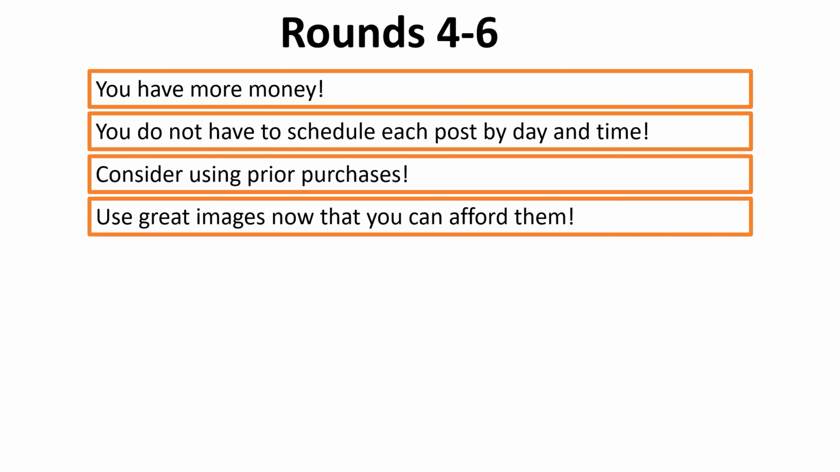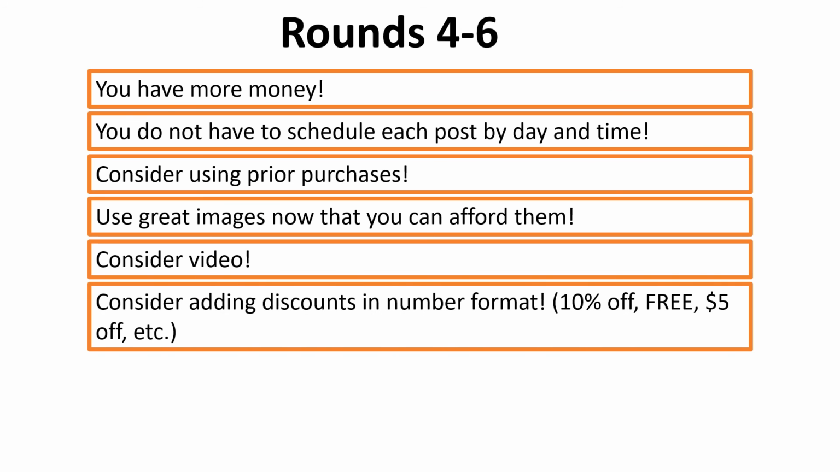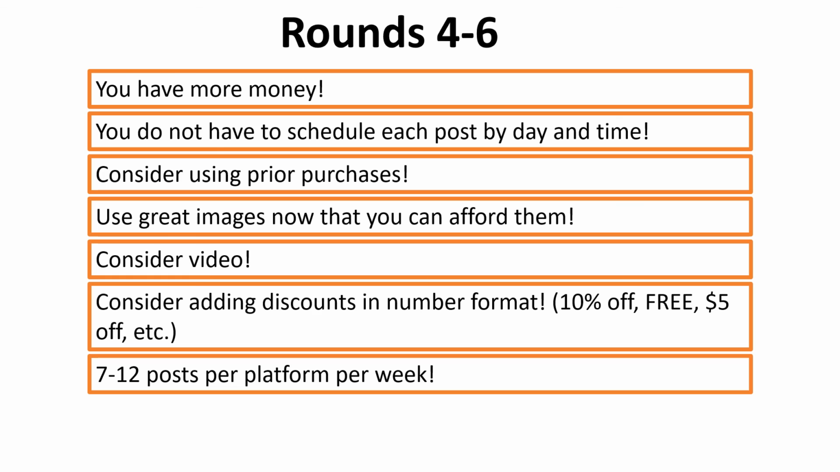Concentrate on bright professional images. You have enough money to look at videos. At first, I automatically equated videos with YouTube, but don't do that. Think about the length of the video and what platform you could put them on, depending on your target. I don't know if the program specifically picks up on numbers, but I found I had good success by offering discounts in number format, like 10%, $5 off. Last but not least, don't go crazy. Stick to 7 to 12 posts per week per platform.